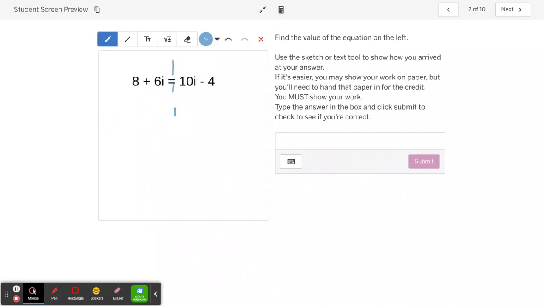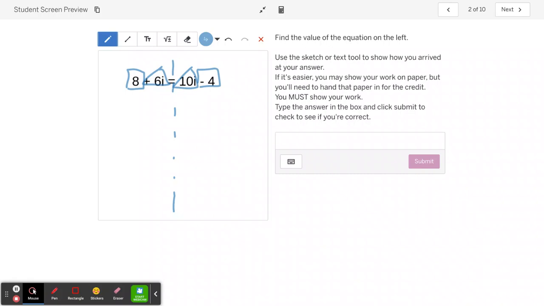Again, find your equal sign. 8, square number or triangle number? Hopefully you put a square around it. 6i, triangle. 10i, triangle. 4 is a square number, but pay attention. In front of that 4 is a negative, yes. So you can decide how you want to do this. You can take off triangles or squares since I have both on both sides.